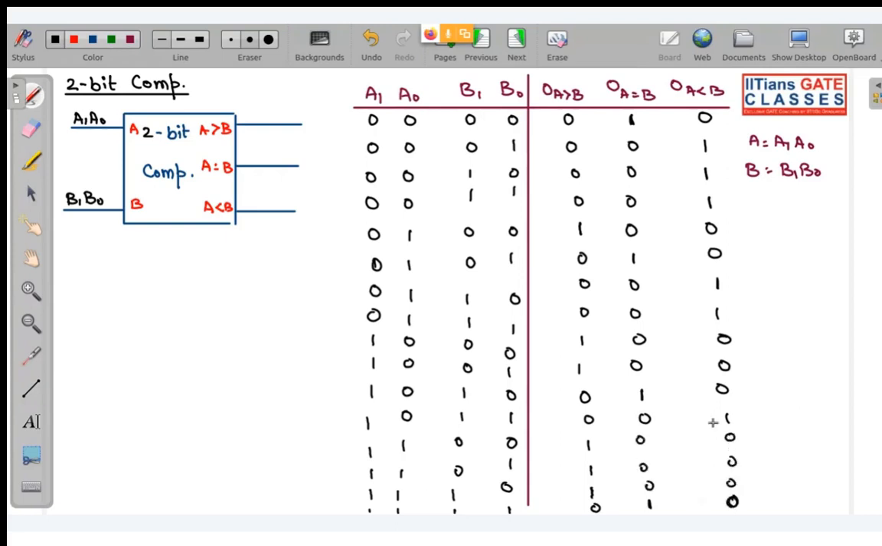Now what we need to do? For this particular case, let us make a K-map and we can solve it. We will get the equation of output A greater than B in terms of A1, A0, B1, B0. We will get a function something like this. But this is very tedious to do. We cannot do it like this in examination.